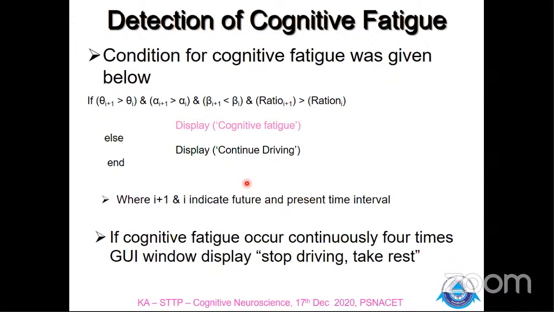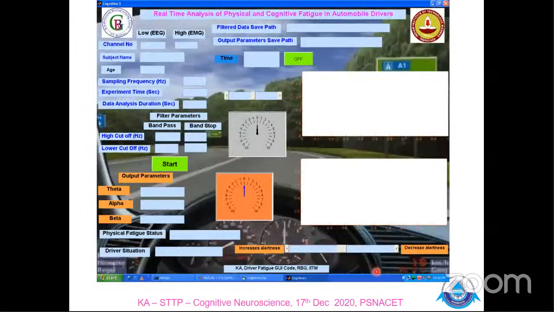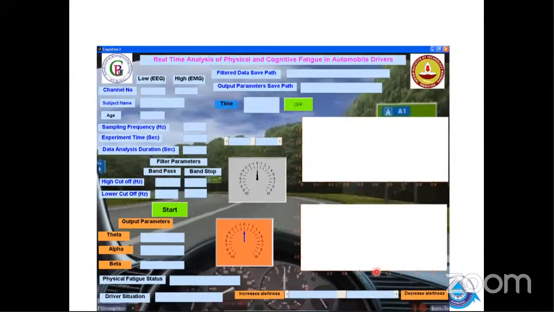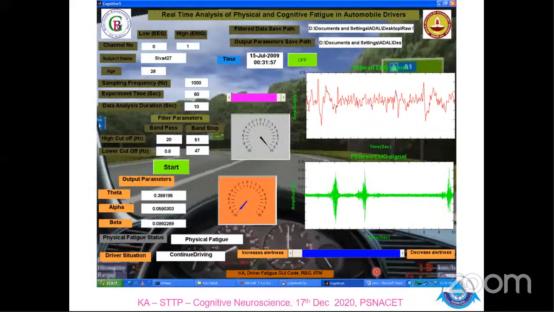In this work, we don't apply any machine learning technique or deep learning technique. It's a normal, basic work only. If cognitive fatigue occurs continuously four or five times, the system tells the driver to stop driving, take rest, and relax. So this is a GUI, a graphical user interface code, developed to find out the driver's drowsiness level or cognitive level. This picture shows it here.